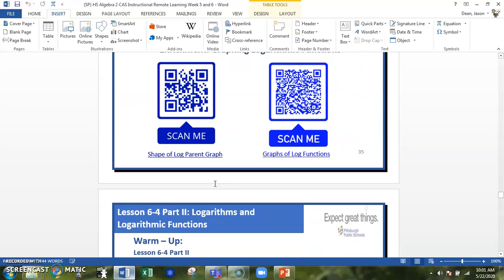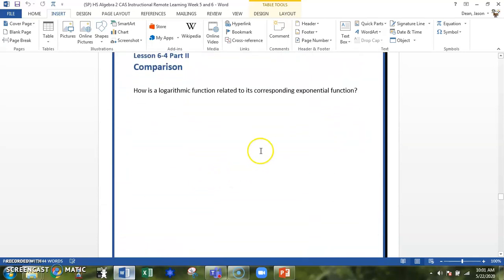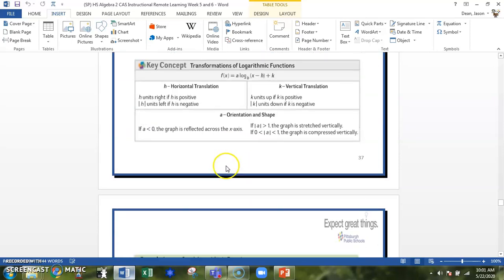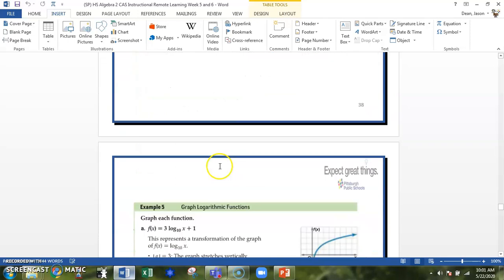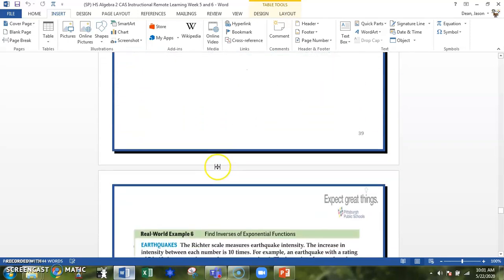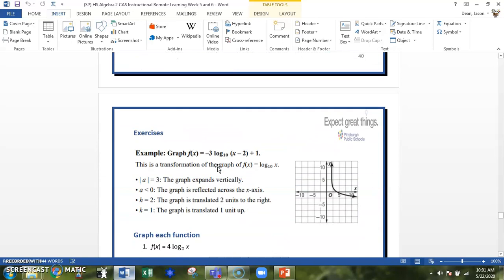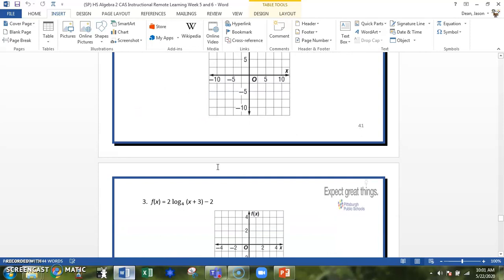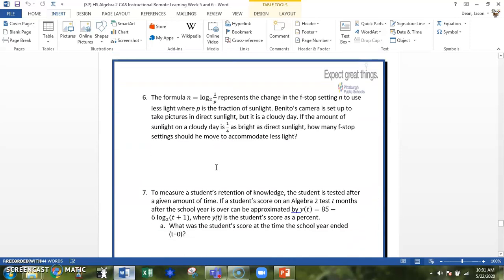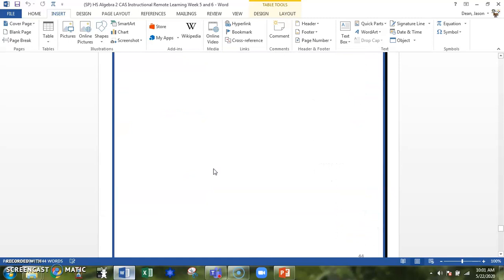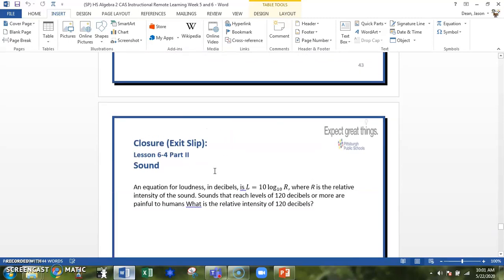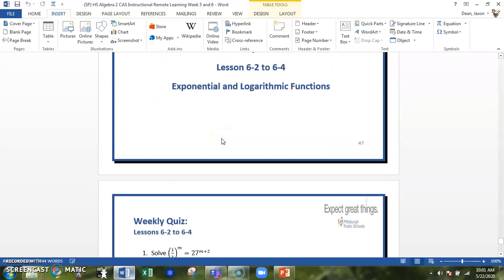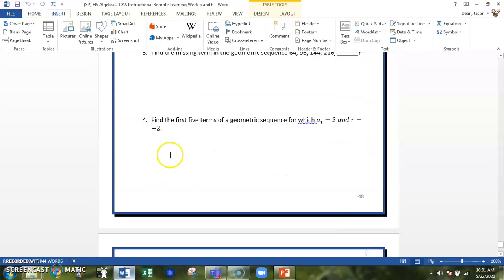And then when you get to 6.4 part 2, they're going to talk about logarithms and exponents. And I think here's your warm-up. Here we're focusing more on the graphs, the same thing we just did in the lesson. Some very similar examples, and then real-world examples. And lastly, here are your exercises where you're graphing each function. Feel free to use your calculator to help you out. And again, you should do the exit slip, but you do not have to do the enrichment. And of course, don't forget to complete the weekly quiz as your last assignment for the year.